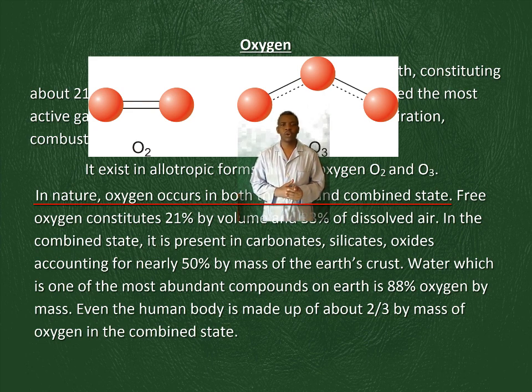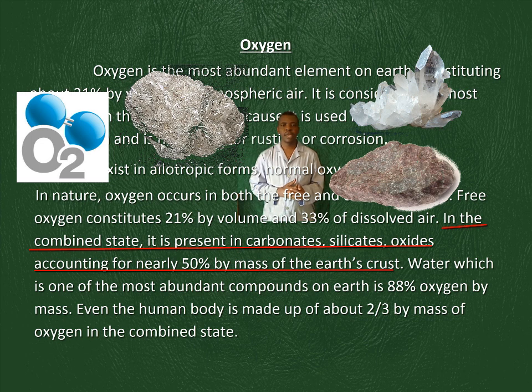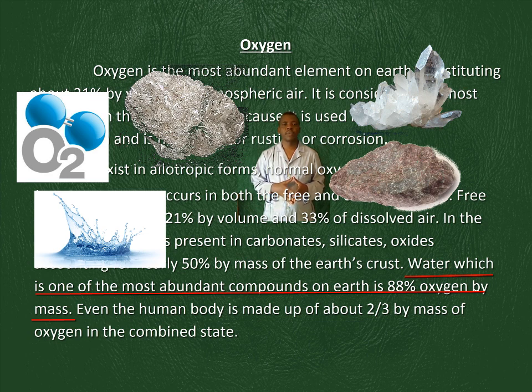In nature, oxygen occurs in both the free and combined states. Free oxygen constitutes 21% by volume and 33% of dissolved air. In the combined state, it is present in carbonates, silicates, oxides, accounting for nearly 50% by mass of the Earth's crust. Water, which is one of the most abundant compounds on Earth, is 88% oxygen by mass. Even the human body is made up of about 2/3 by mass of oxygen in combined states.